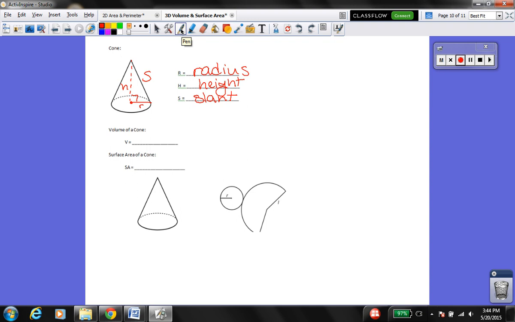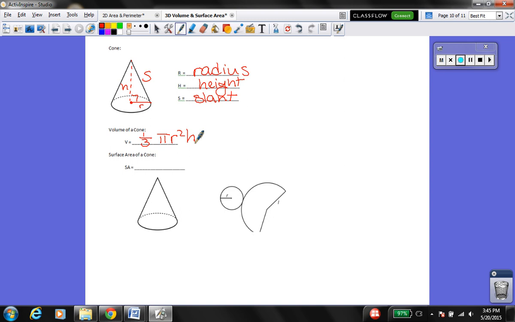So the volume of the cone is actually almost exactly like the volume of a cylinder. The only difference is it's 1/3 of that value. So it's 1/3 the area of the base, which is pi r squared, times the height. So it's 1/3 pi r squared times height.